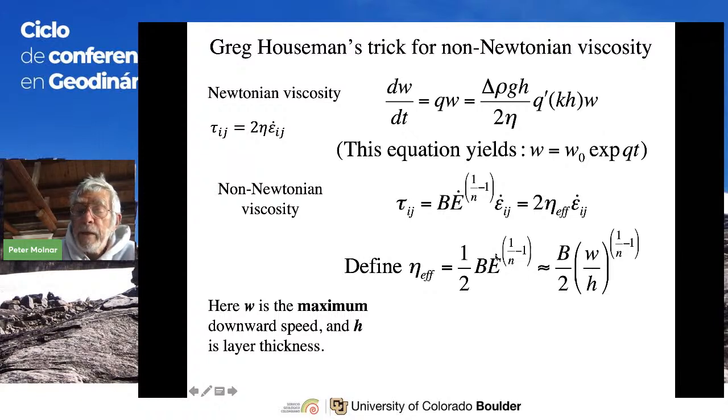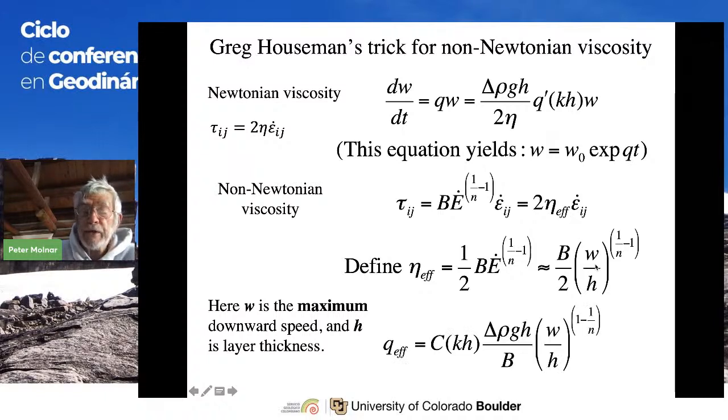But then we need to approximate the second invariant. And let's just say it's W, the downward speed of the sinking blob. That's a speed, divided by the thickness of the layer, H. So the ratio of those is a strain rate, and we're just substituting that quantity in for this. This is a very complicated number. This is obviously simple. And when we do this, some beautiful simplicity comes out of this.